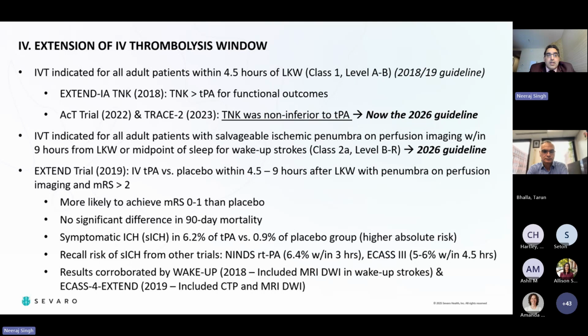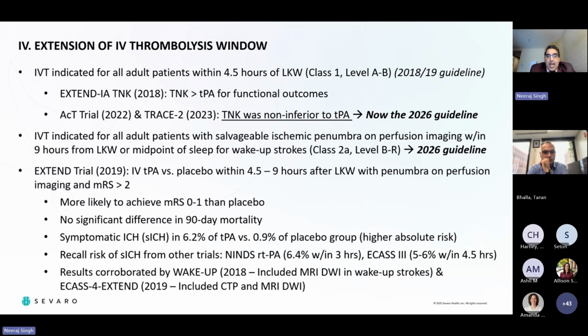Some other information: the EXTEND trial, which resulted in 2019, so the results came just after the updates to the previous guidelines. It tested IV TPA versus placebo within 4.5 to 9 hours of last known normal, with perfusion imaging showing evidence of penumbra. It showed that people were more likely to achieve a modified Rankin scale of 0 to 1, meaning close to a normal exam and functional outcome, than with placebo if TPA was given in this 4.5 to 9 hour window, and that there was no significant difference in 90-day mortality. So more likely to get a better functional outcome, with no significant increase in mortality.